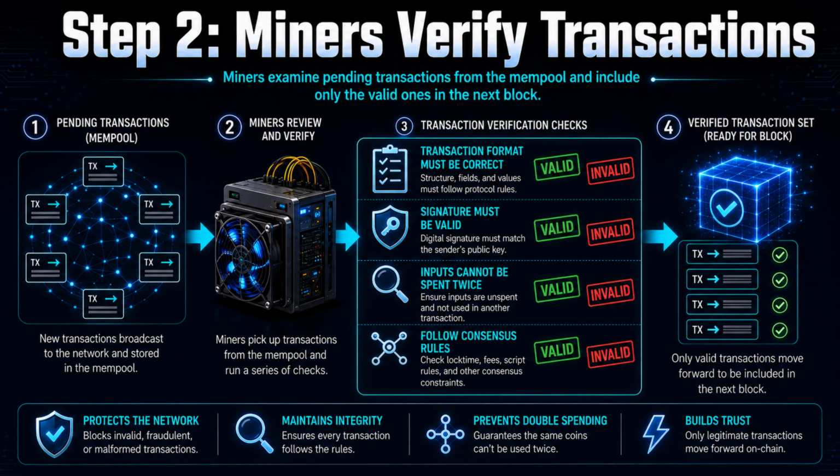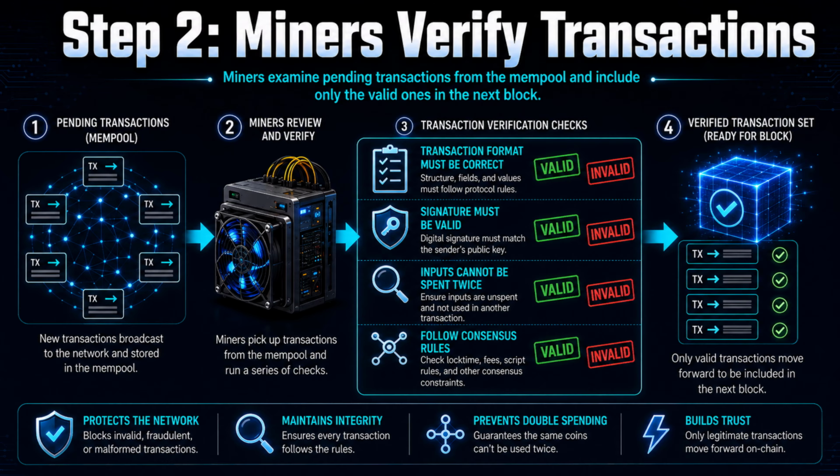The first check is the transaction format. The transaction must contain the correct fields, structure, inputs, outputs, and values required by the protocol. A malformed transaction is rejected. The next check involves the digital signature. The miner verifies that the signature matches the public key associated with the funds being spent. This confirms that the transaction was authorized by the legitimate owner.